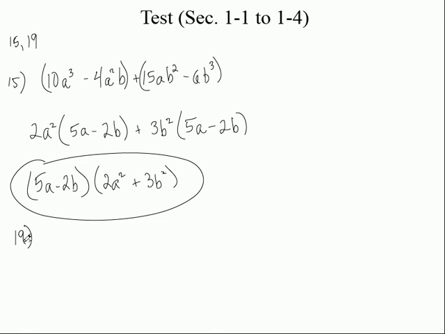Let's take a look at 19. 19 is a sum of two cubes. Well, you got to memorize the formula. All right? I don't make you memorize tons and tons of things, but there's a few things you have to memorize, and that would be one of them. Okay? So we're doing the sum of two cubes.